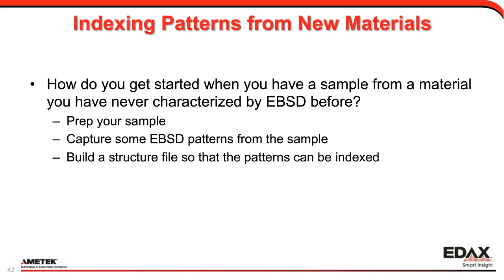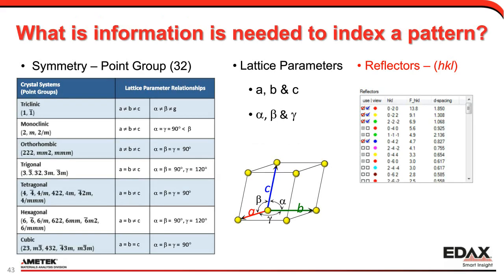So what information do I need to index a pattern? Well, you need to know the symmetry. In general, we just recommend you need to know the point group, but for other reasons you may need more information. You need to know the lattice parameters, and you need to know the reflectors. Often you can find the symmetry information and the lattice parameter information, but what can be difficult is to find the HKLs of the reflectors that will produce the bands in the pattern, at least the most prominent bands.